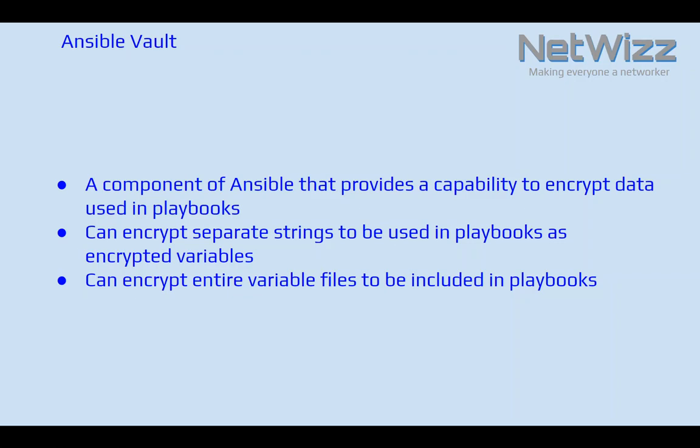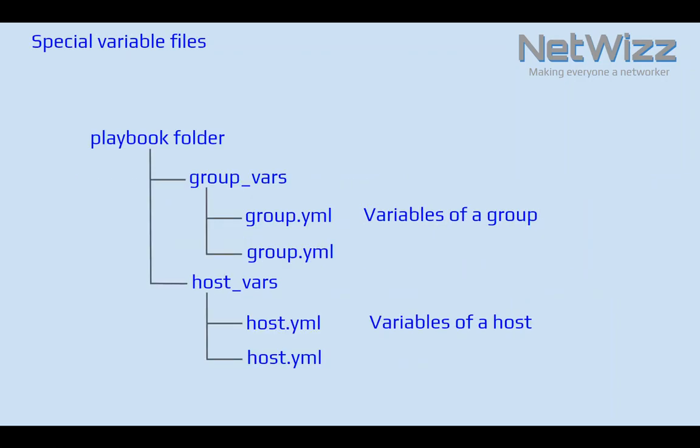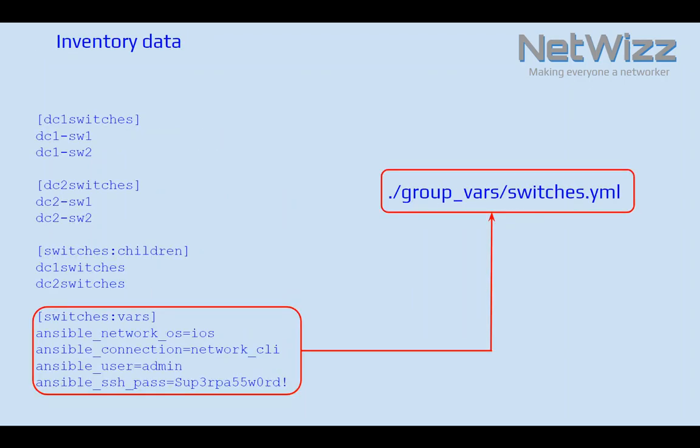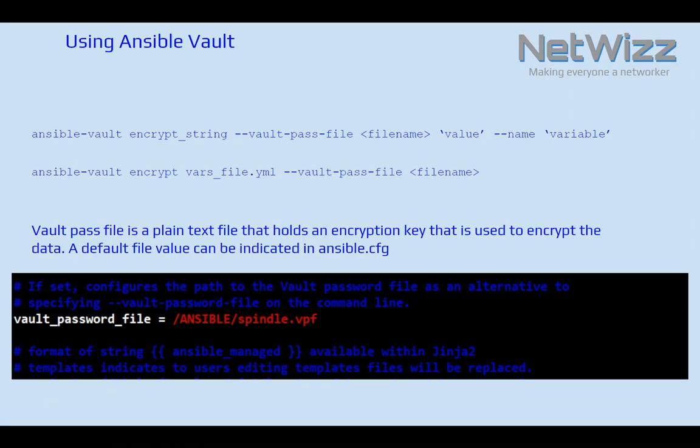But before we jump straight into practicing its use, I want to make another stop at special variable folders and files. In every folder where your playbook file is stored, you can create two subfolders called group_vars and host_vars. These folders will hold files for your groups and hosts respectively. The file names should either be just the group or host name, or they can have a YAML extension. Variables stored in those files will be implicitly included in the playbook during its run. So we can take the sensitive data from our inventory file and move it into the special variable file in the group_vars subfolder.